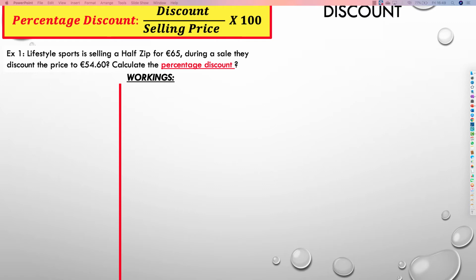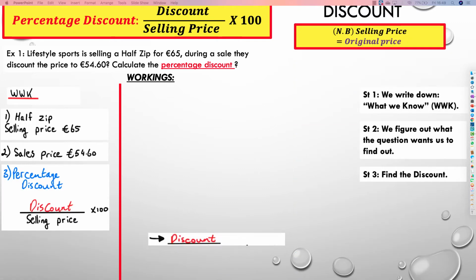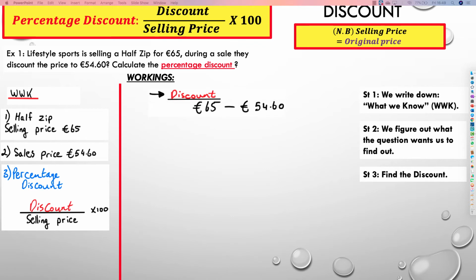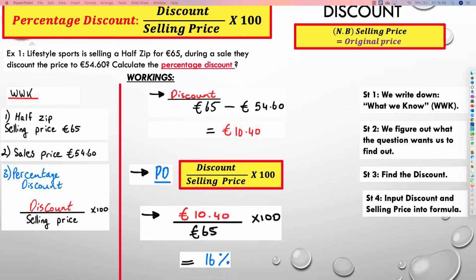So, first things first, let's figure out what the discount is. Discount is €65 minus 54.60, which is €10.40, over the selling price. Sorry, over the original selling price, which is 16%. Perfect.